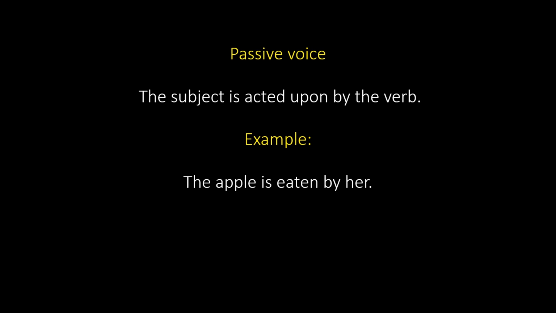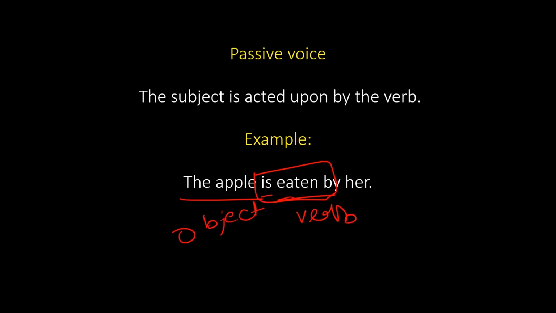Here is your example. The apple is eaten by her. The apple is your object. Is eaten is your entire verb, the helping verb and the main verb. Her is your subject. So in this sentence, her is the less important part, being the subject, and the action is eaten is much more important.